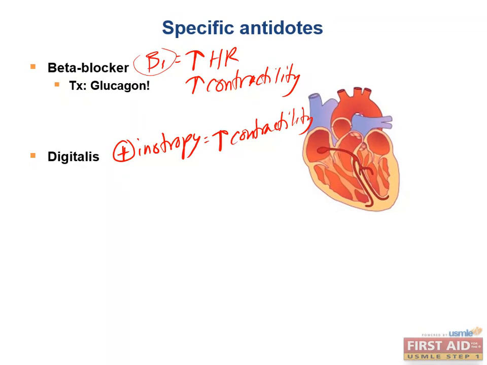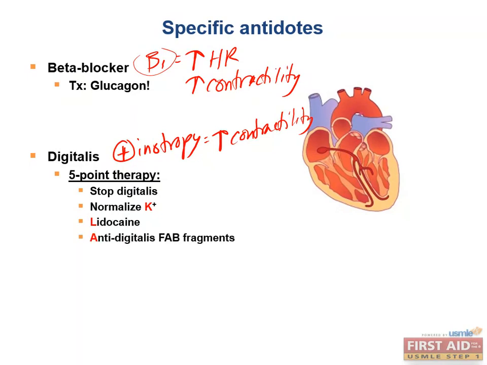To treat digitalis poisoning, what five things do we need to have done? We have a five-point therapy for this. First, the most intuitive is to stop digitalis. If you have an overdose, you need to stop it. Second, you're going to normalize the potassium levels. Third, give lidocaine. Fourth, give an anti-digitalis Fab fragment. And finally, give magnesium, which is an antiarrhythmic agent that can act as an indirect antagonist as well.